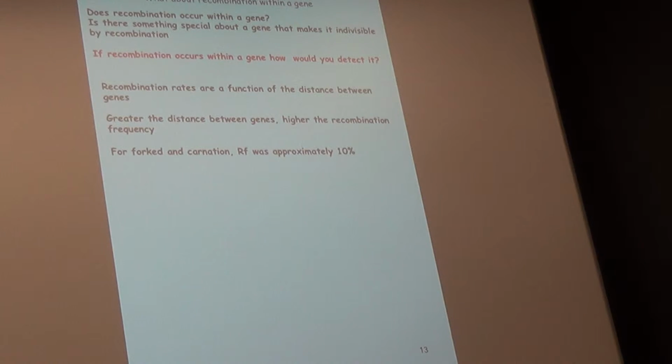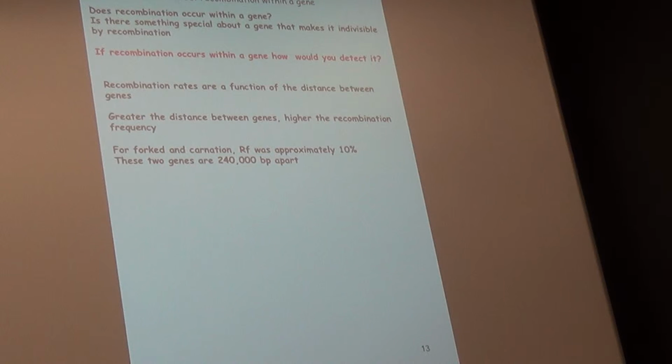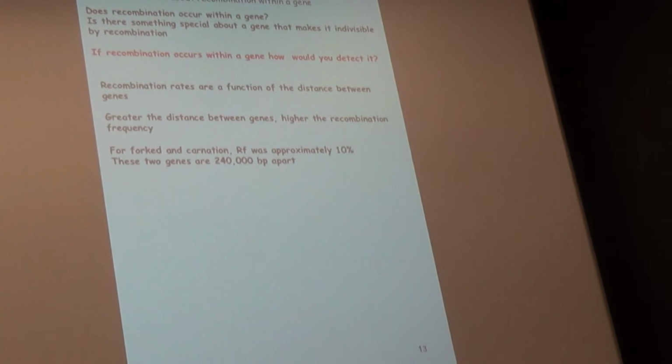So, for forked and carnation, the recombination frequency was 10% of the time. So 10% of the progeny underwent a recombination event because they are 240,000 base pairs apart, the two genes on the X chromosome. So because they're so far apart on the chromosome, there was a 10% probability of having a crossover between those two genes in a population of flies. So what happens as you bring the genes closer and closer and closer together?